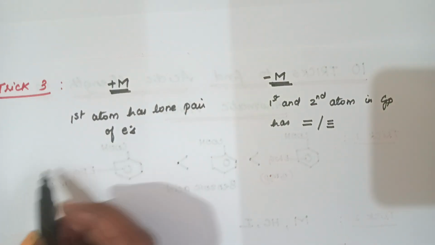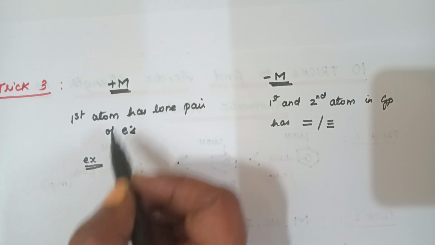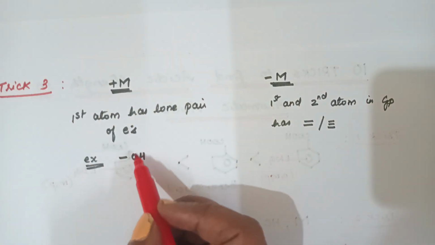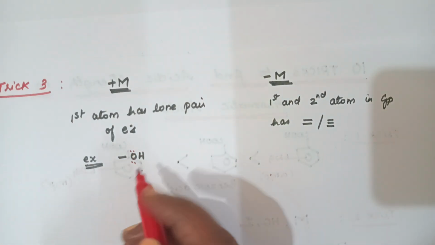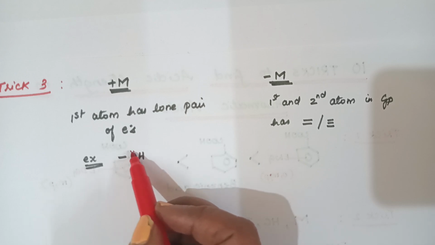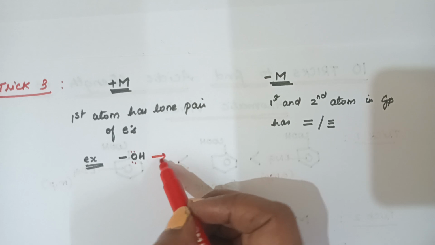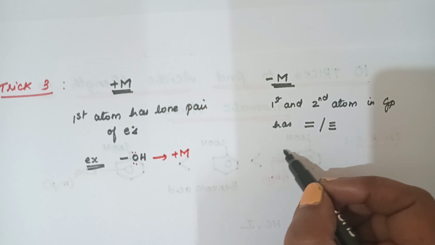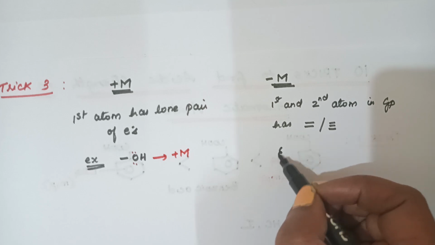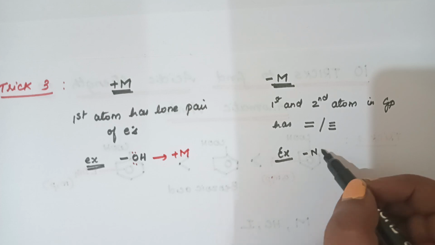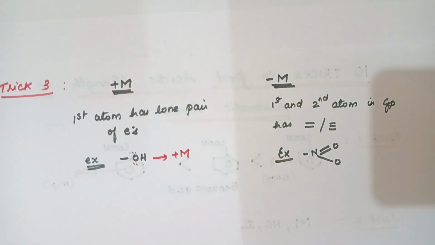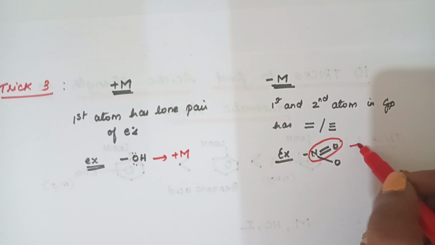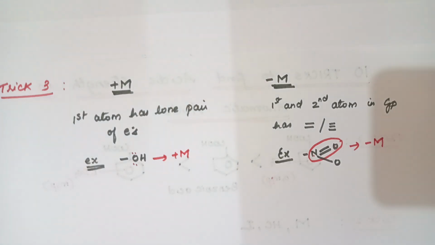So we'll take an example for plus M effect: OH. So students, you know that on oxygen, two lone pairs of electrons will be present. So this is the first atom in the group, it has a lone pair of electrons. Therefore, OH shows plus M effect. And for minus M effect, the example is NO2. Here you can see between the first atom and second atom there is a double bond. Therefore, this shows minus M effect.